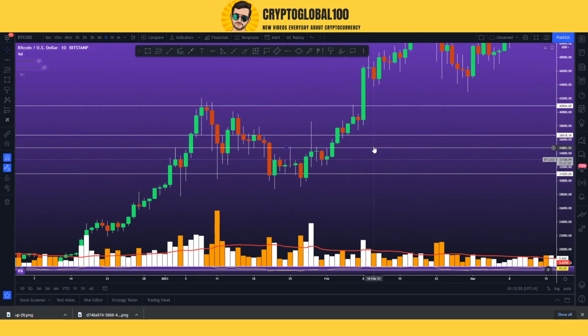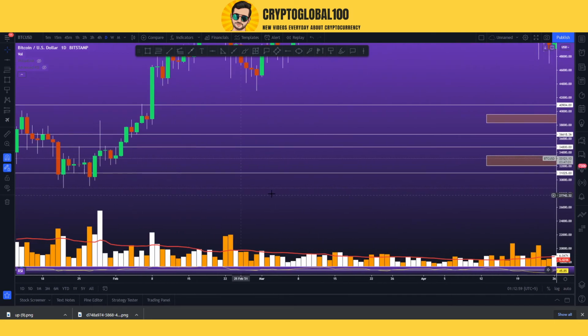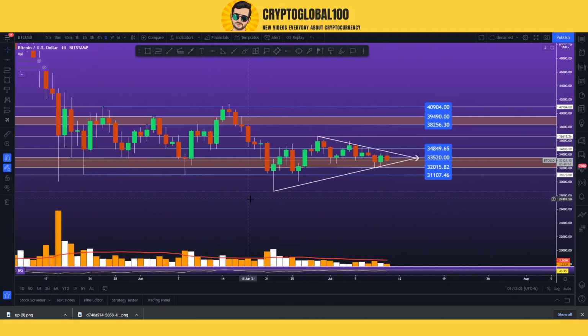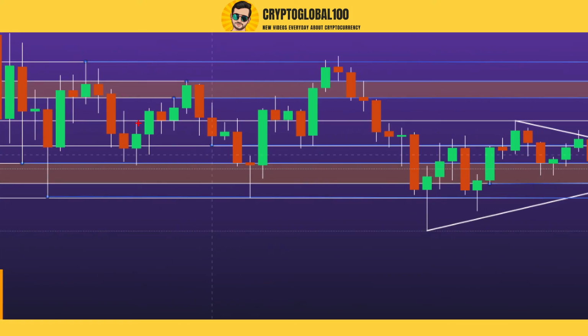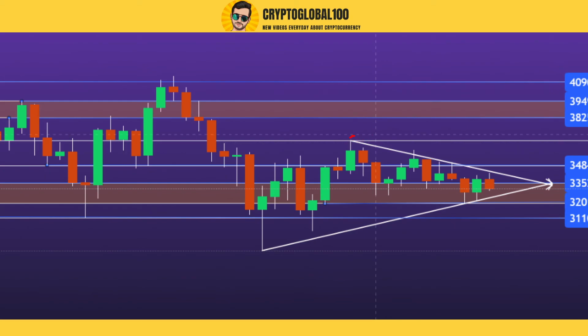Now here you can take a look at this one as well. If we go forward in the future, let's take a look at here. I have drawn this line. You can see 1 2 3 4 5 6 7, multiple areas being tested multiple times, and you see here how perfectly it bounced off this area.